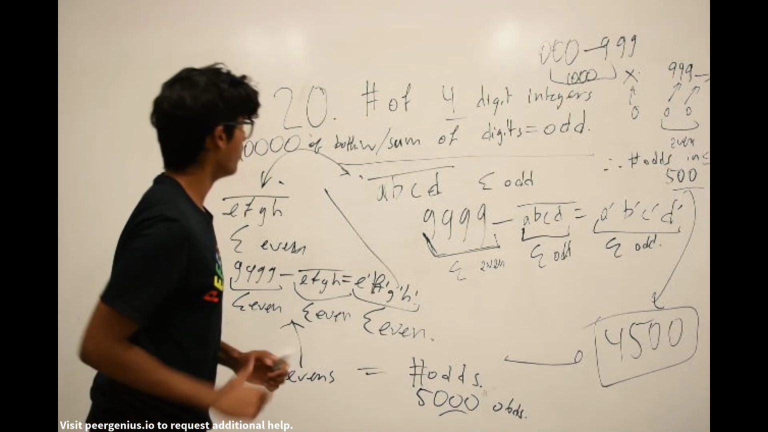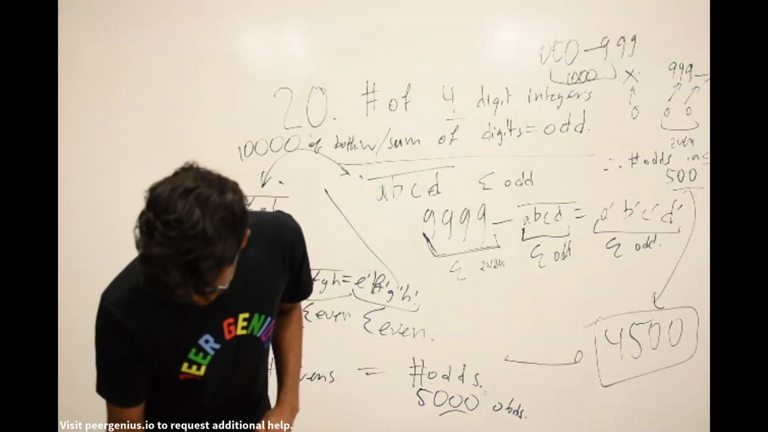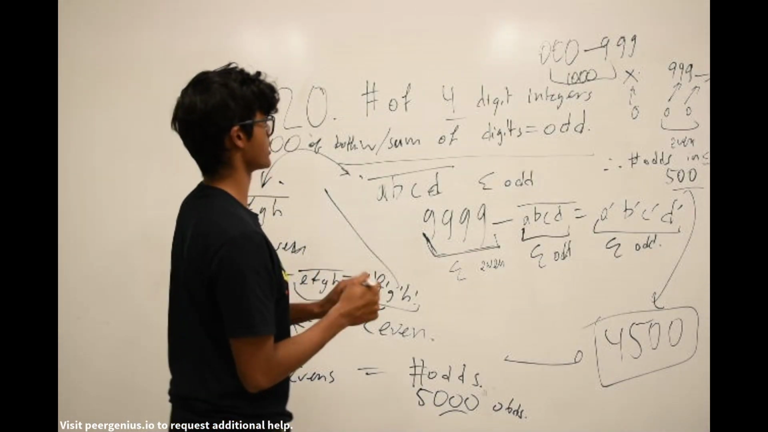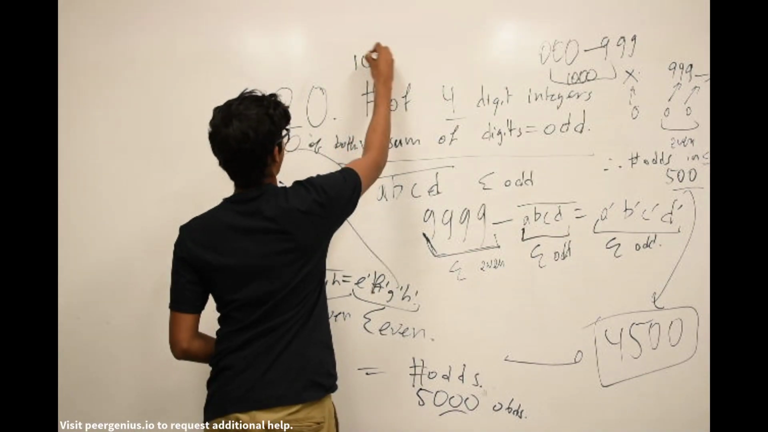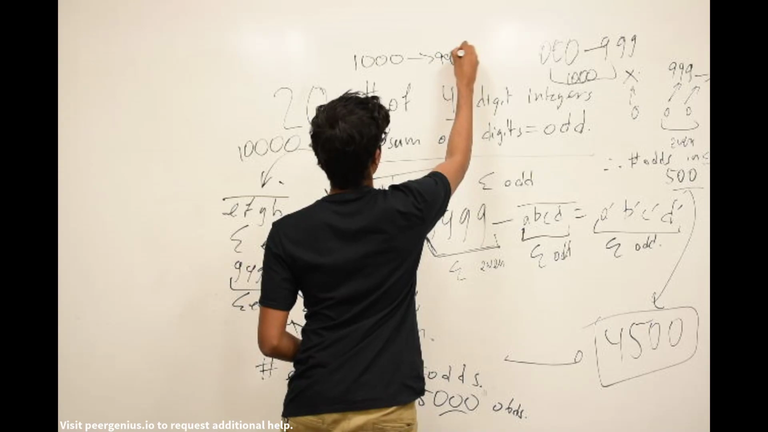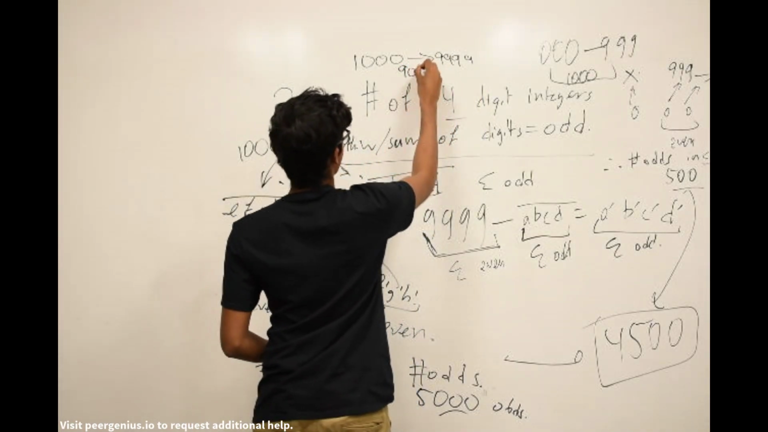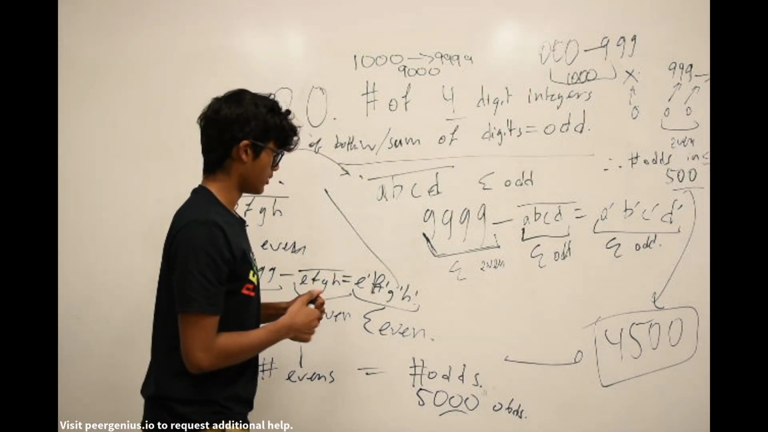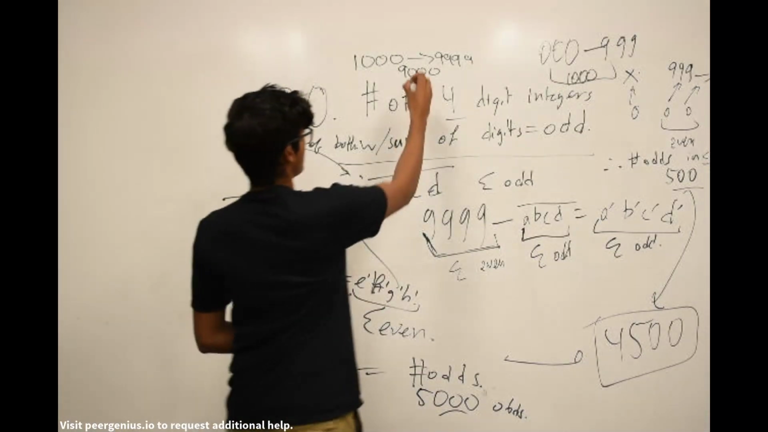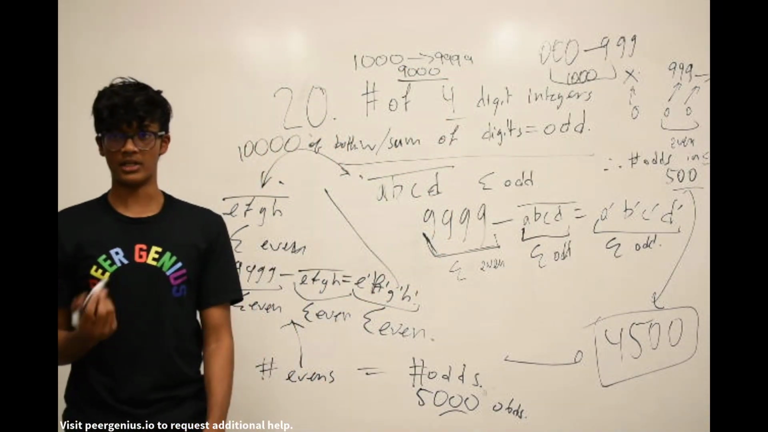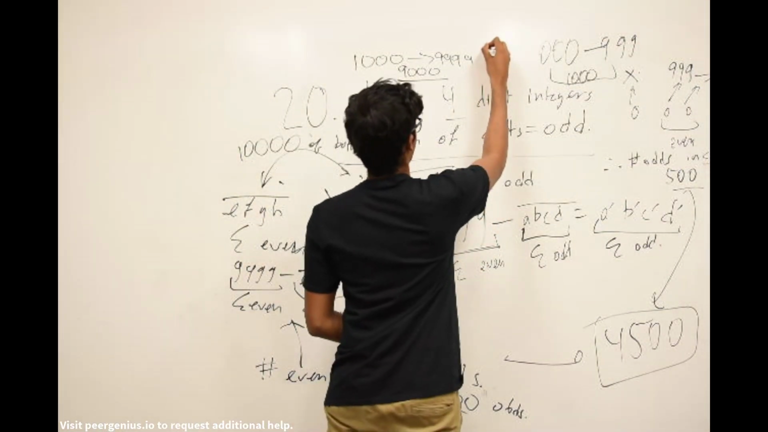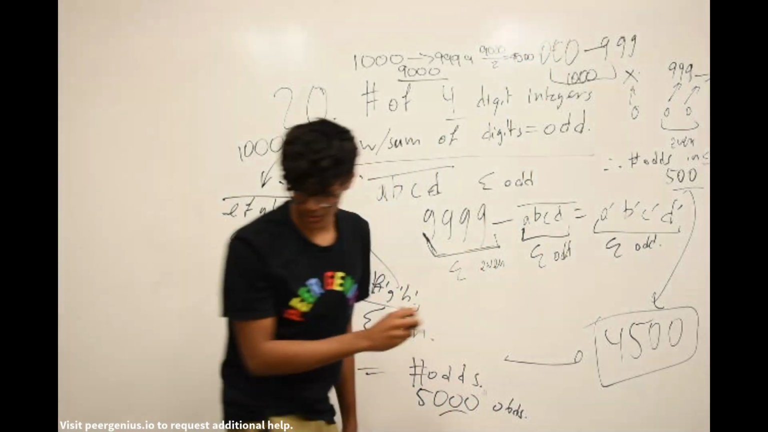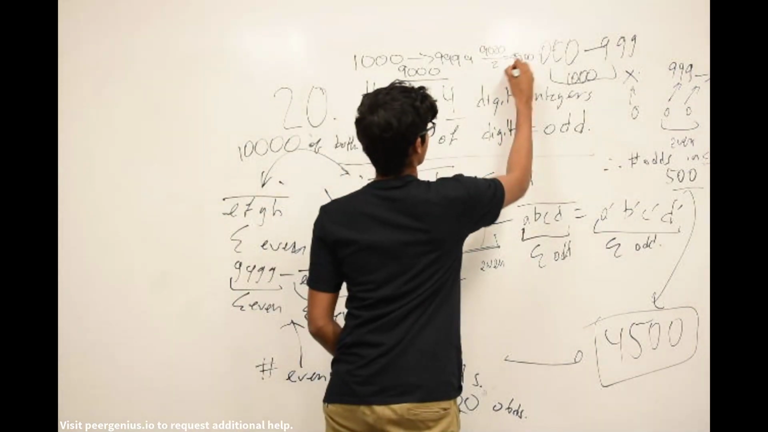So now what we want to notice here is that it says, how many positive 4-digit integers. So 4-digit integers go from 1,000 to 9999, which means there are 9,000 numbers like this. So now we just know that there are 9,000 numbers in all. Half of those are even and half of those are odd, which means 9,000 over 2, which is 4,500. So 4,500 of those are going to be odd, which means your answer is C.